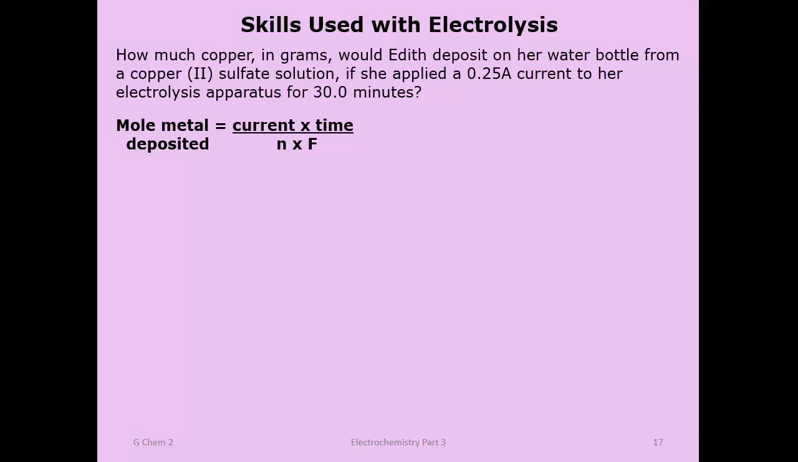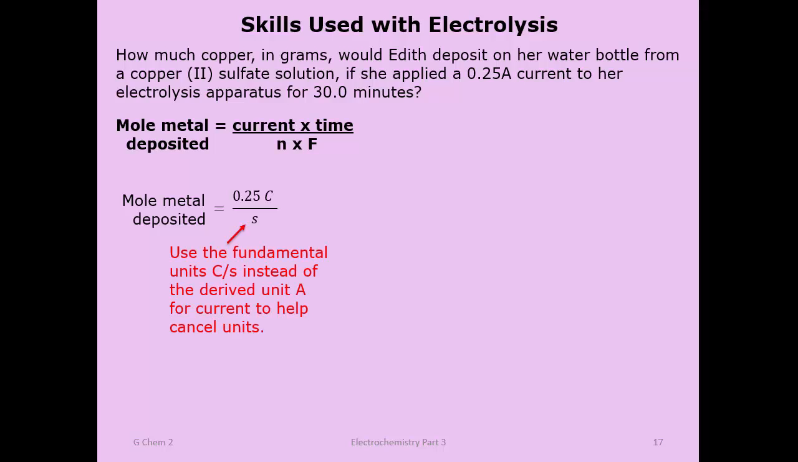So we're going to take our EE equation, as we call it, and plug and chug. For the moles of metal deposited, we take current at 0.25. Always convert that to coulombs per second. Don't leave it in amps. We are given 30 minutes, so we plug that in for time. Of course, you can always resolve your time issues on the fly. This is all a multiplication and division equation, so it's okay to put a conversion in there as long as it involves multiplication and division.